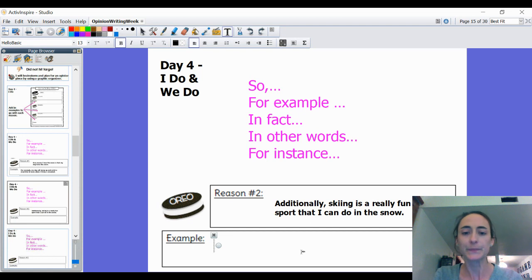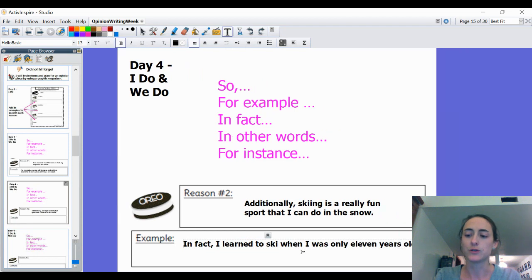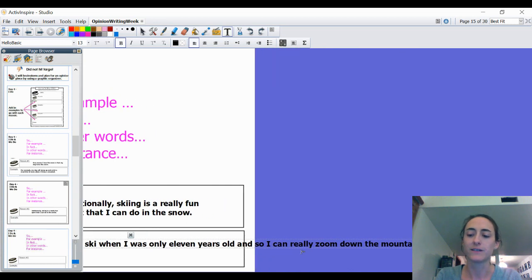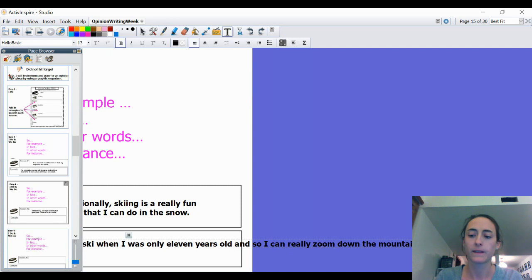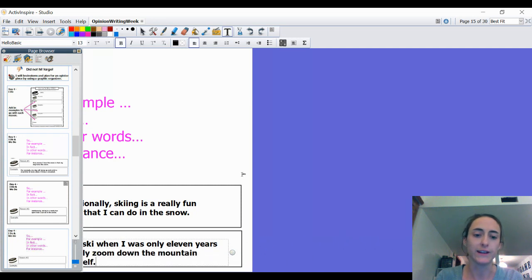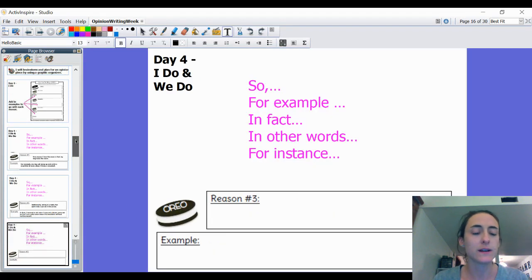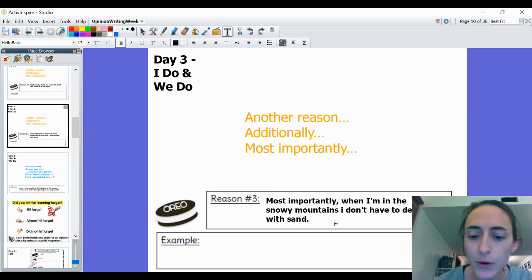So I'm going to say, which one of those starters do I want to use? In fact, I like that one. In fact, I learned to ski when I was only 11 years old. And so I can really zoom down the mountain without hurting myself. Which is a really fun and wonderful feeling. Ooh, there we go. Awesome. Okay, almost done with my plan. Ready for my reason number 3.